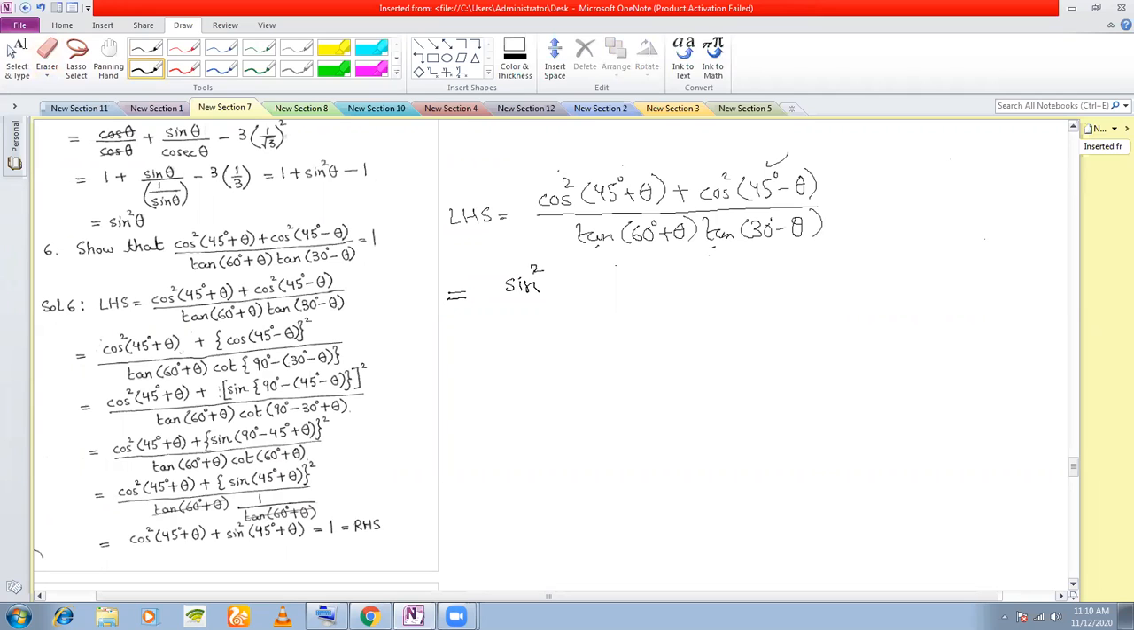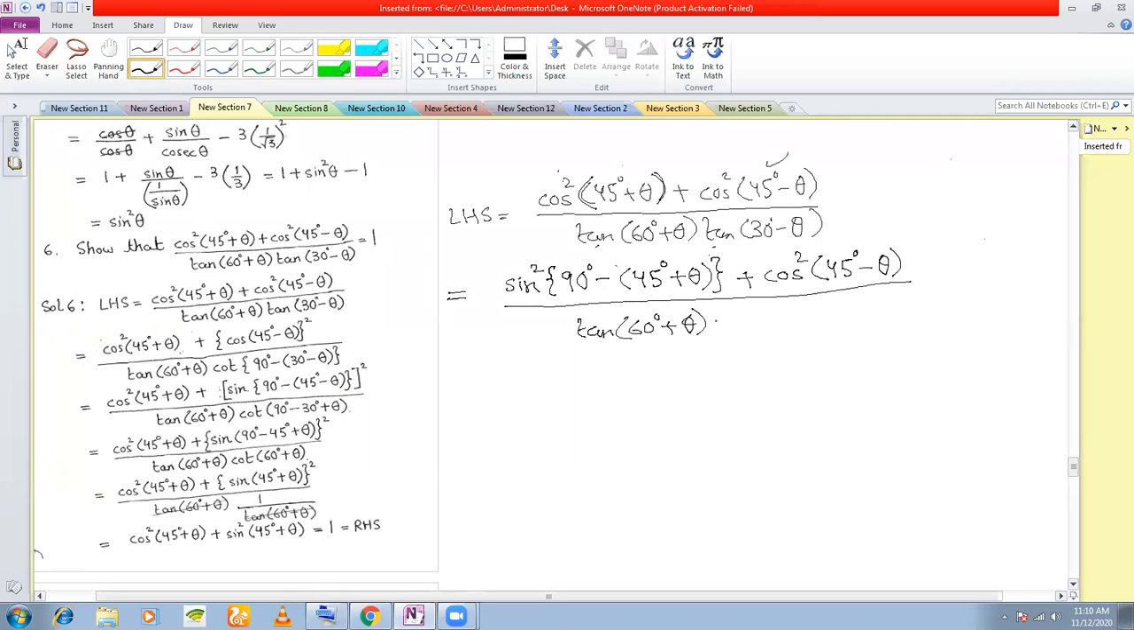So sine square 90 degree minus this entire angle 45 degree plus theta. Okay, and this cos you keep as it is, divided by. Now if you see in the denominator, one of the cot you can change. So let us change the second cot, tan 60 degree plus theta we write as it is. Let us change this to cot 90 degree minus the entire angle 30 degree minus theta.